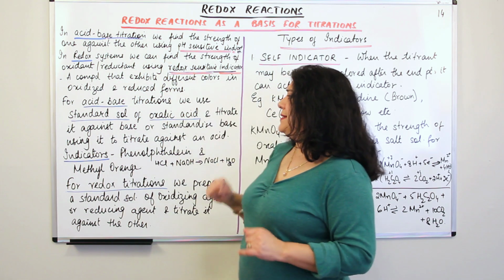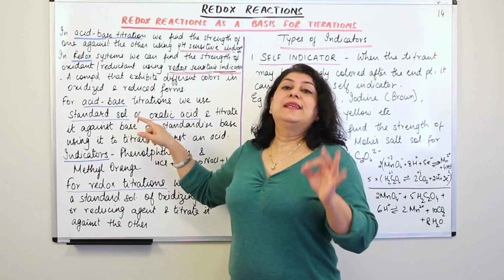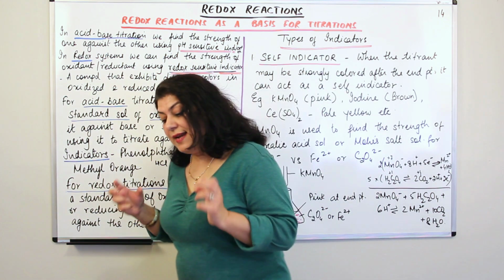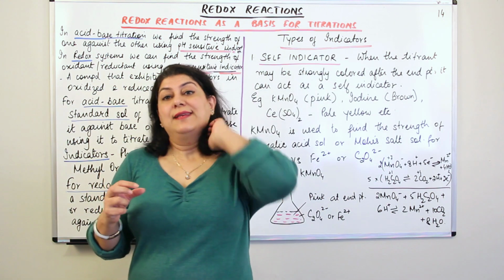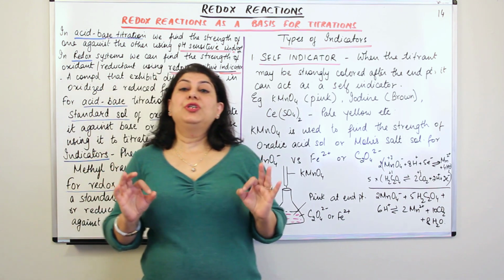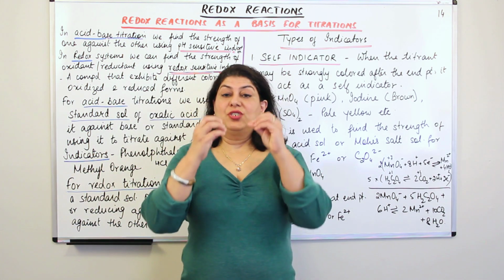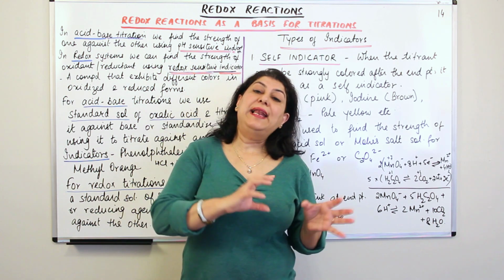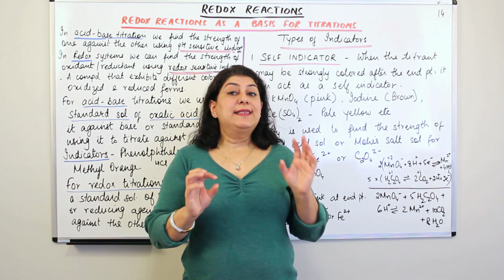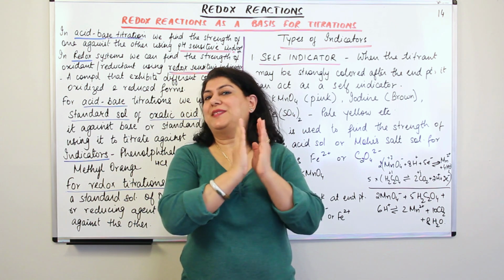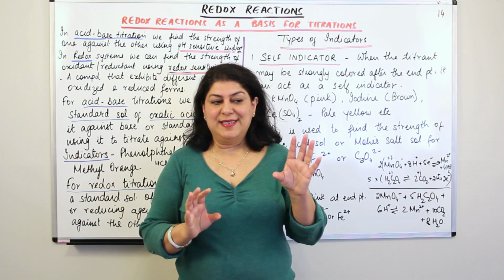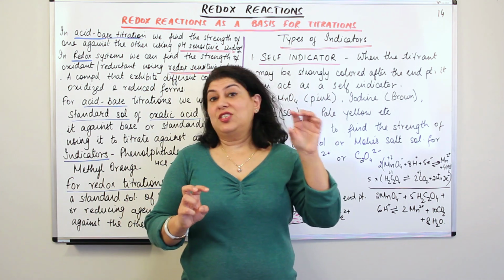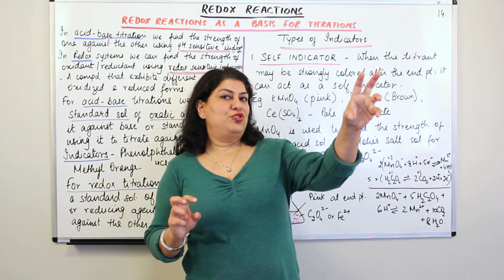Coming back to acid-base titrations, we use a standard solution. When you do acid-base titrations, we prepare a standard solution. What is a standard solution? A standard solution is a solution whose strength is known to us. Usually we prepare oxalic acid solution, it is easy to measure it and make a very precise solution of oxalic acid. So usually we use oxalic acid as our standard solution, that is the solution whose strength is known to us.